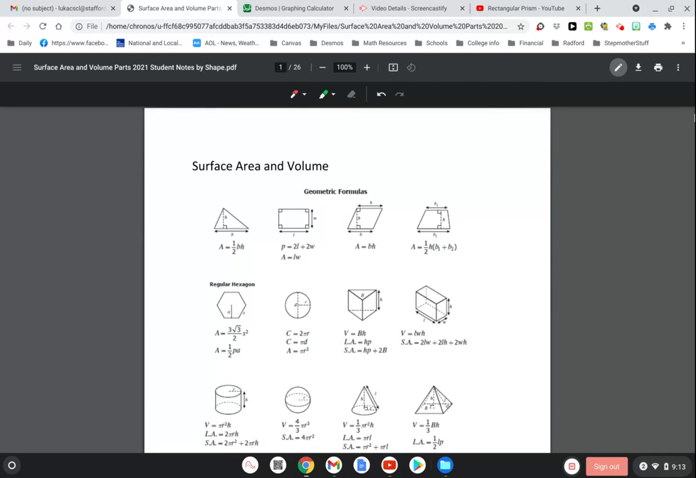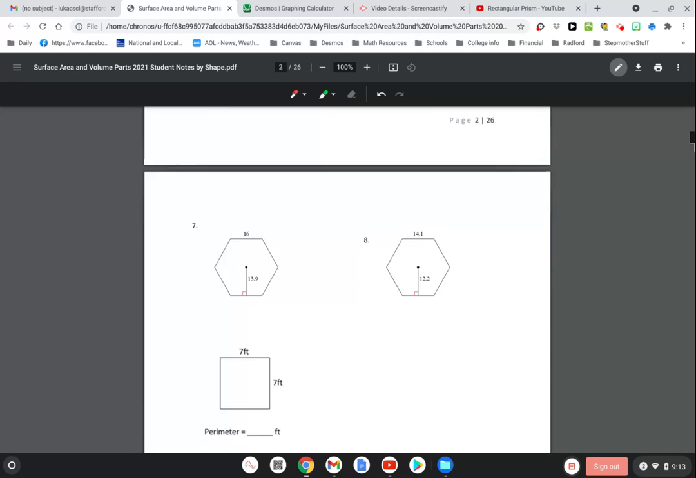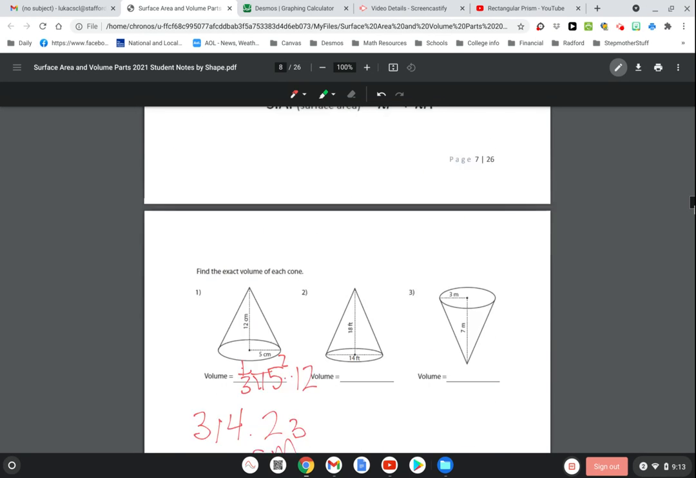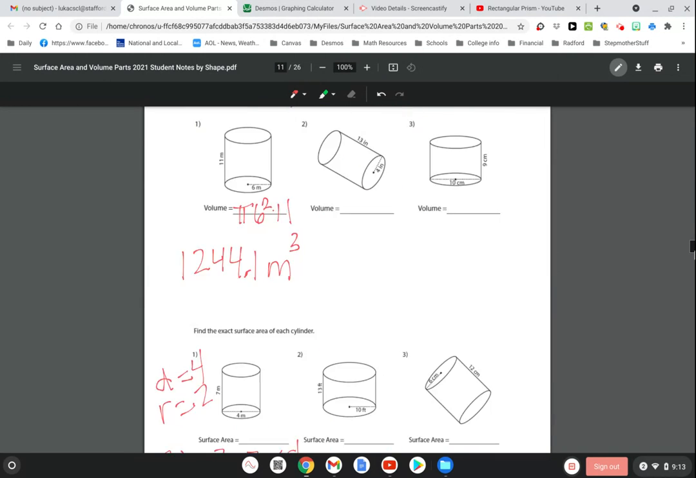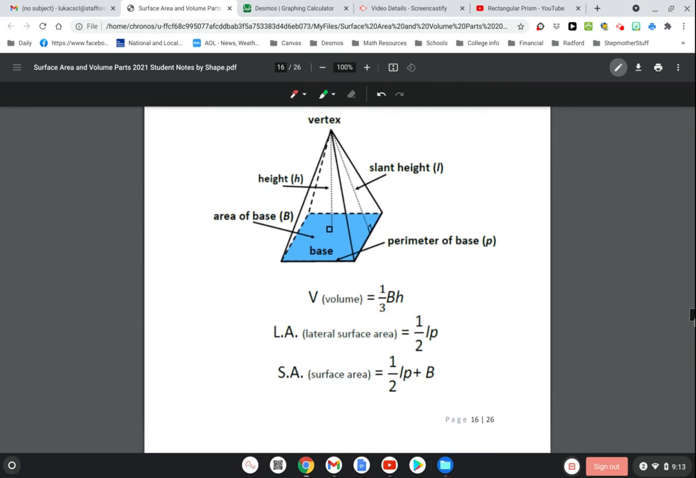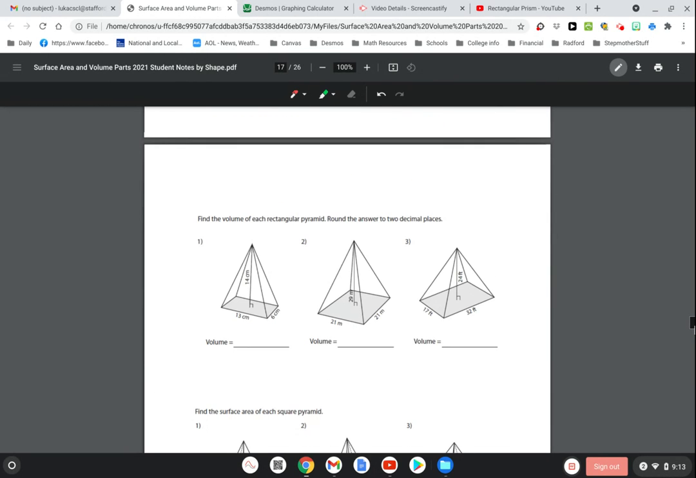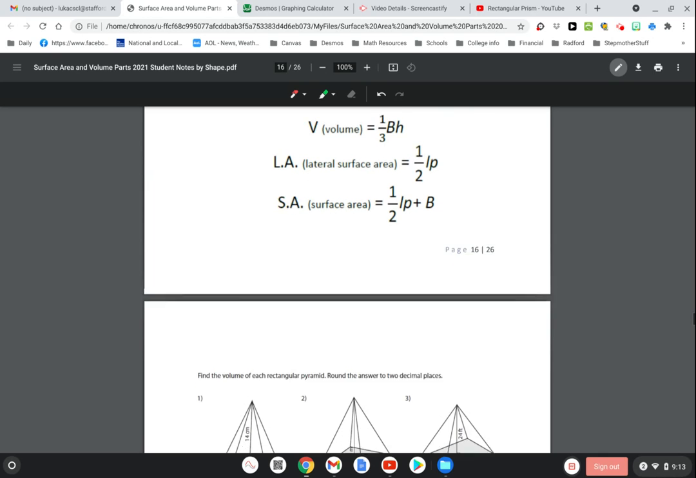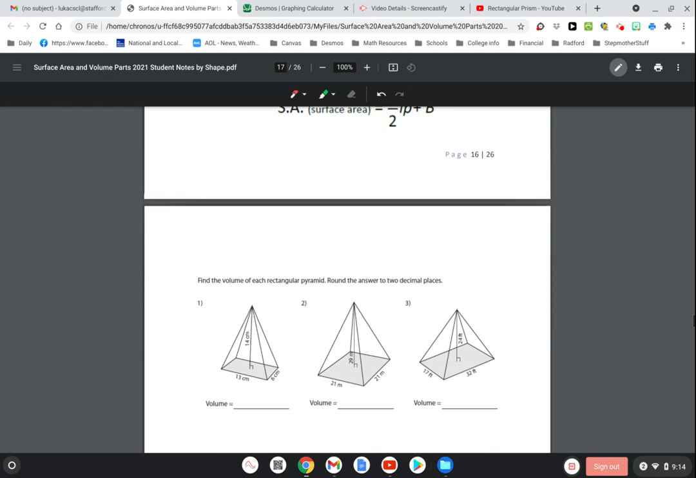So let me scroll back down here. Give me just a moment, and I'll show you what one looks like. Now, what I like to do when I see a pyramid, I like to first decide, okay, am I doing volume or am I doing surface area? And then what I like to do is write down the formula. So this is volume, this first one. So the formula is going to be 1/3 times the capital B times the H.